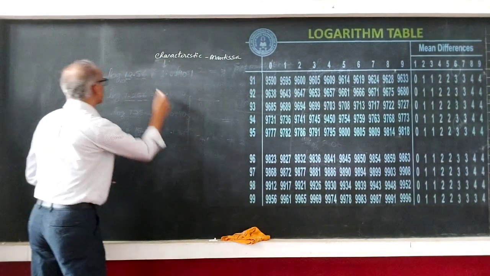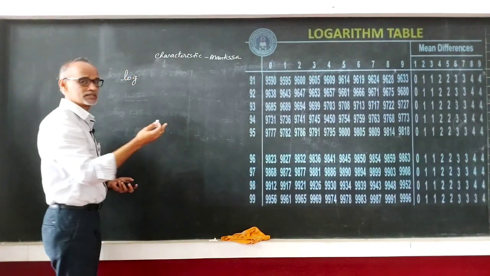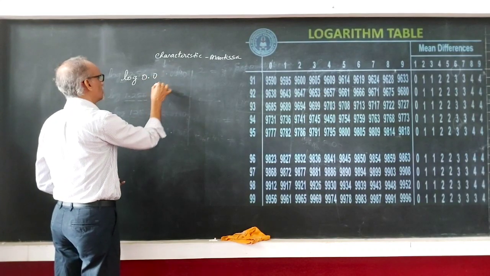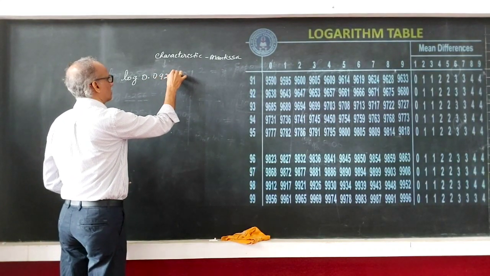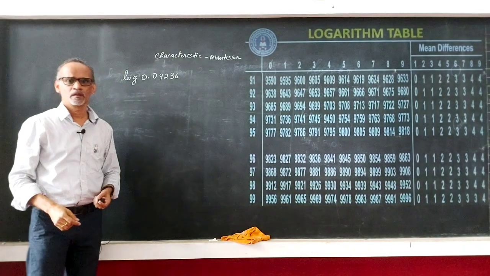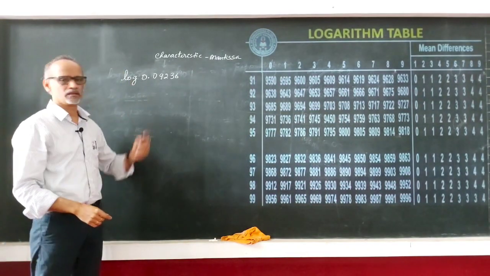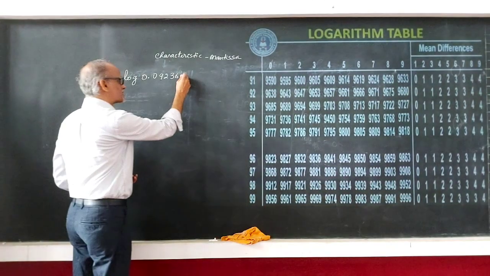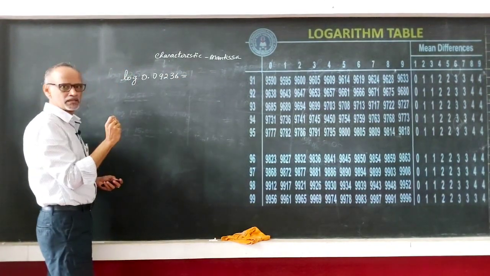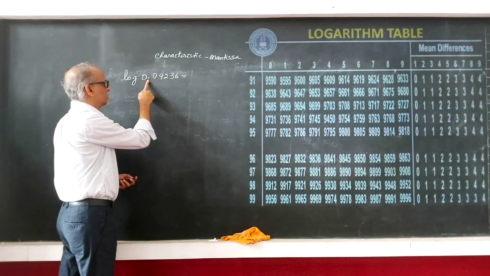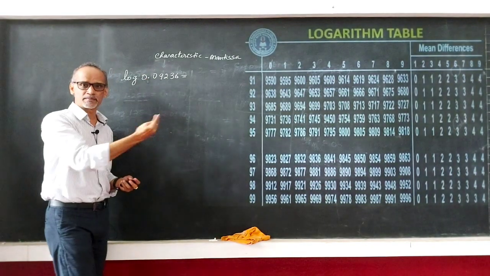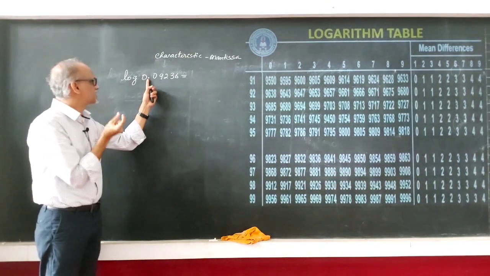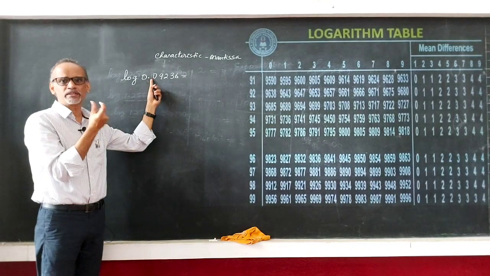So I'm going to start with the log of a number which is lesser than 1: 0.09236. When the number is lesser than 1, what is the rule? How to find the characteristic? Take the decimal figure, and after the decimal point, listen carefully, count how many immediate zeros there are.